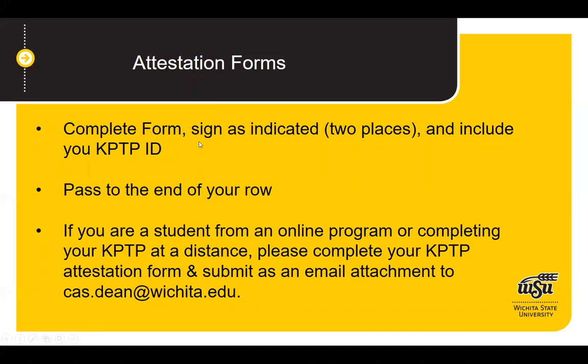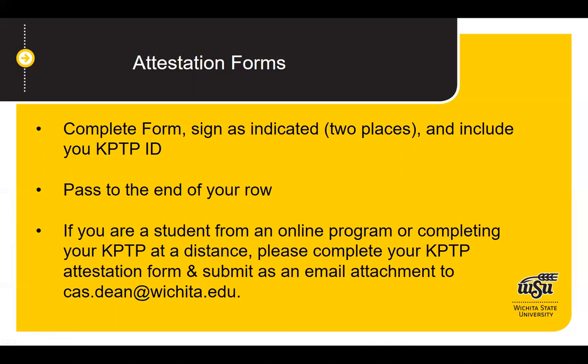An attestation form. If you go into the Blackboard organization for the KPTP and you go under information and videos, you will find an attestation form that you will need to print off. You will need to sign it in 2 different places, and you will need to include your KPTP ID. If you are present in the presentation, you'll pass it to the end of the row.